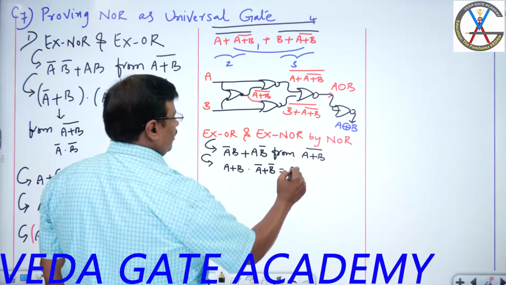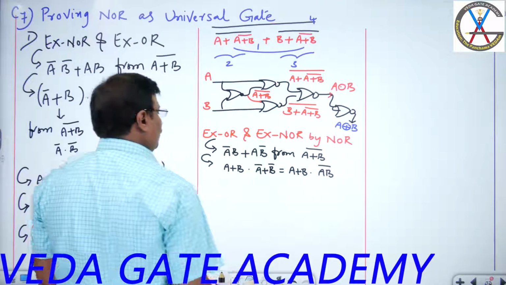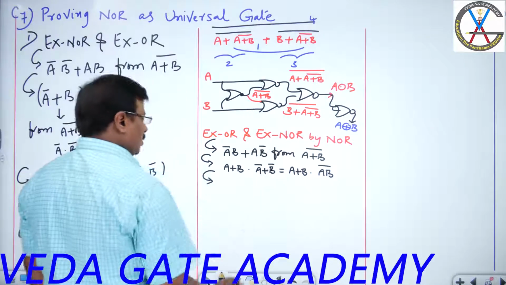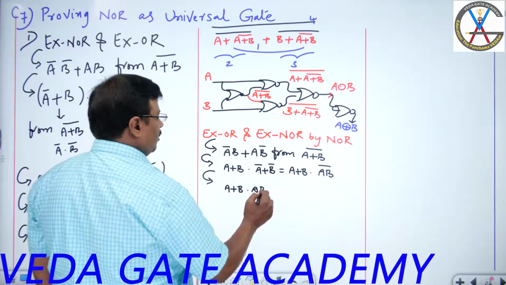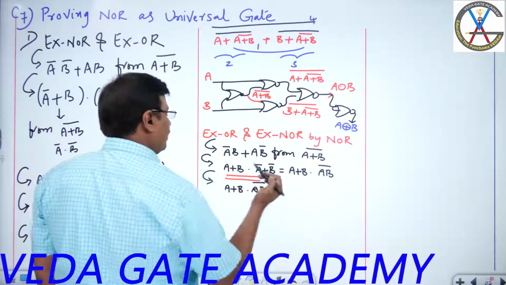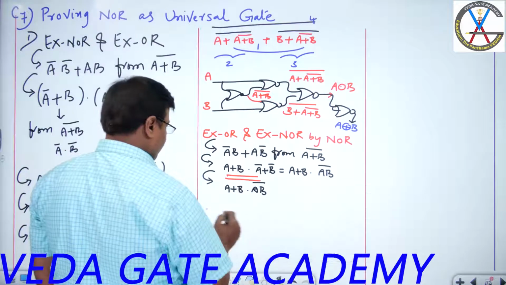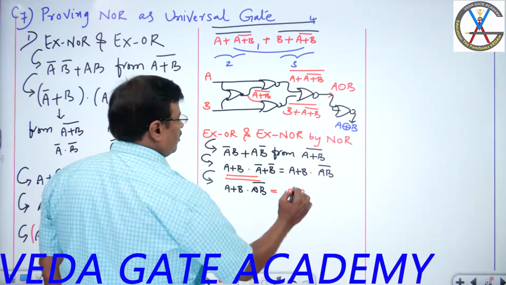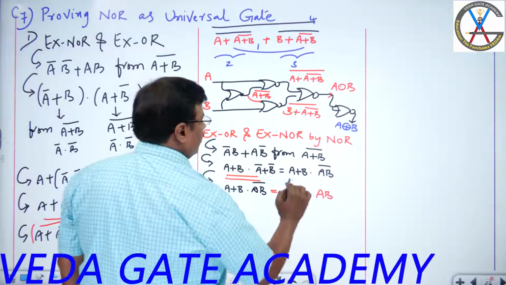Further, A plus B into AB whole bar. Further, I just don't want into here, plus, because it is NOR operation. A plus B into AB bar, double inversion. Expansion is equal to A plus B will get bar. AB bar will be cancelled. It will be AB over bar.